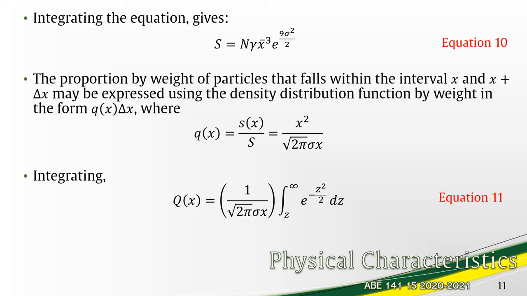Then we have the proportion by weight of particles that falls within the interval x and x plus delta x. We can express it to be a density distribution function by weight in the form of q sub x delta x. And with integration of that equation, we have Q of x in equation 11.